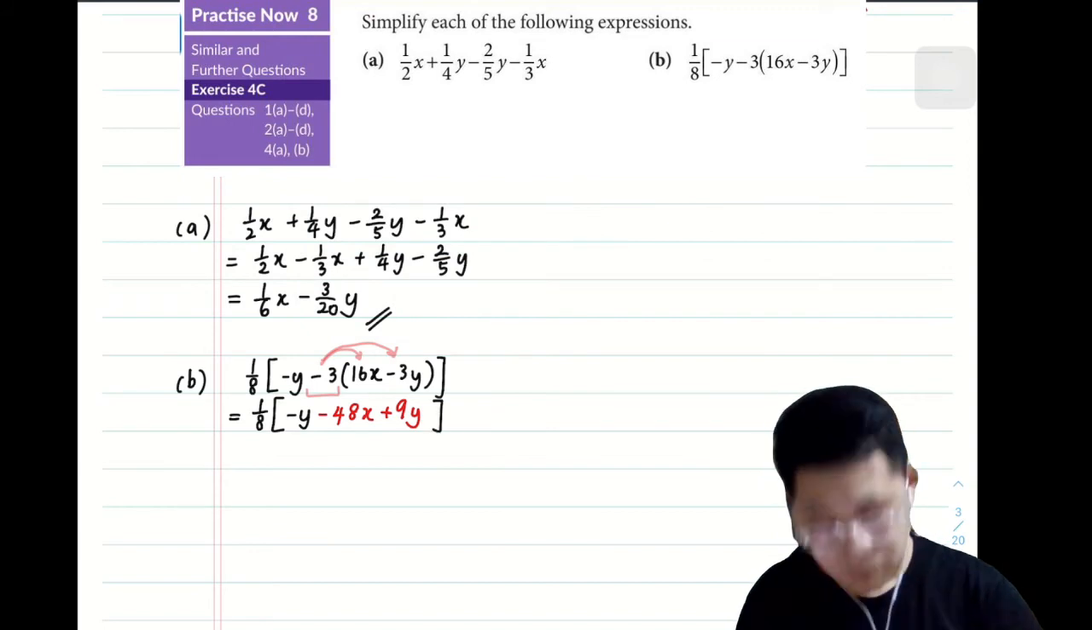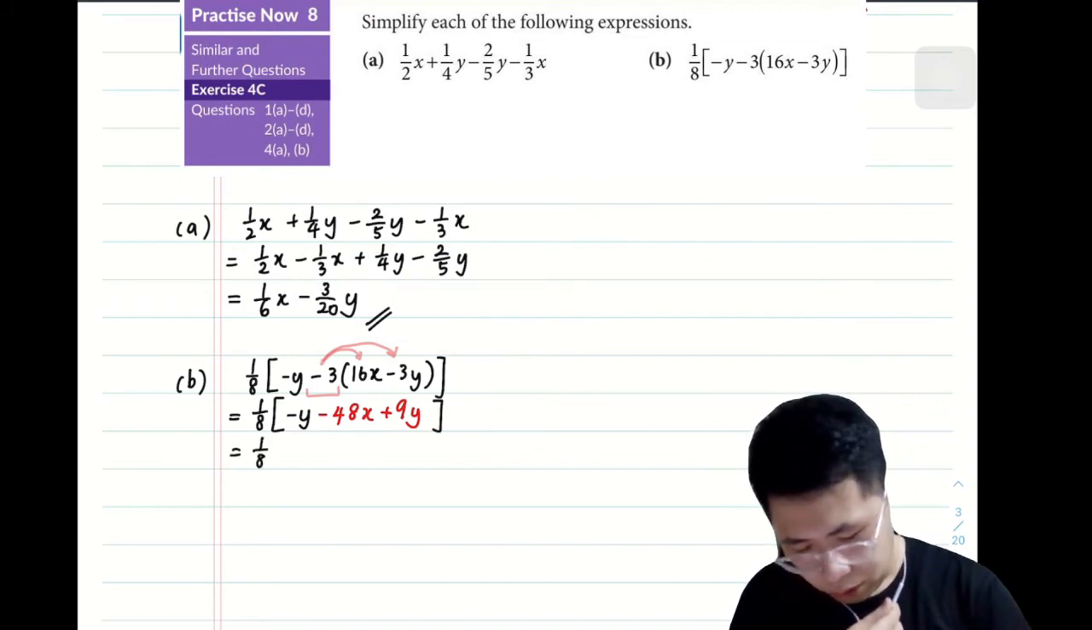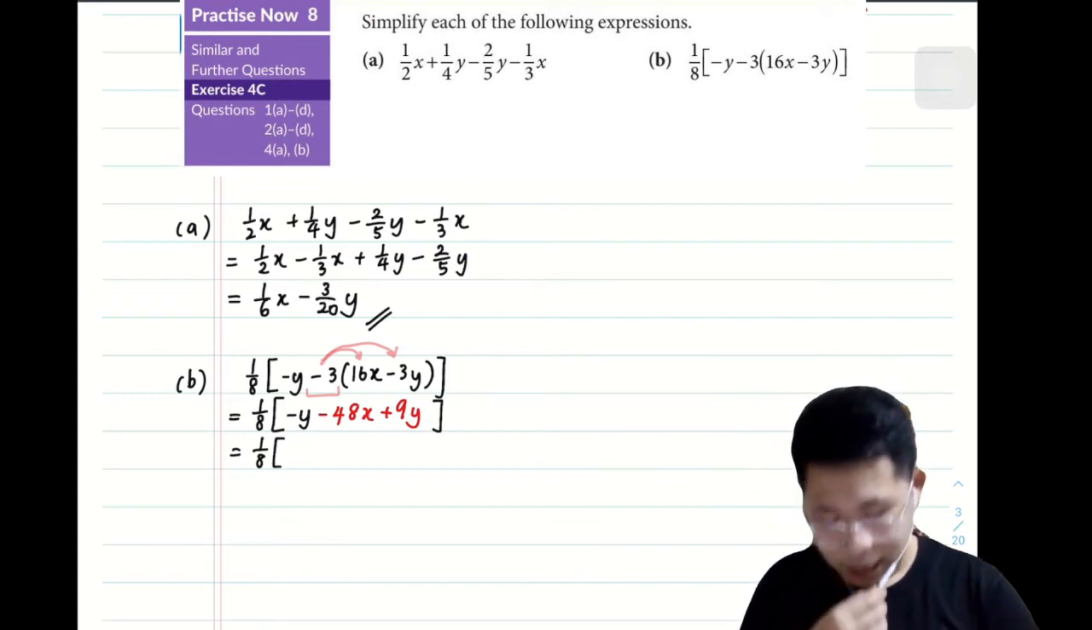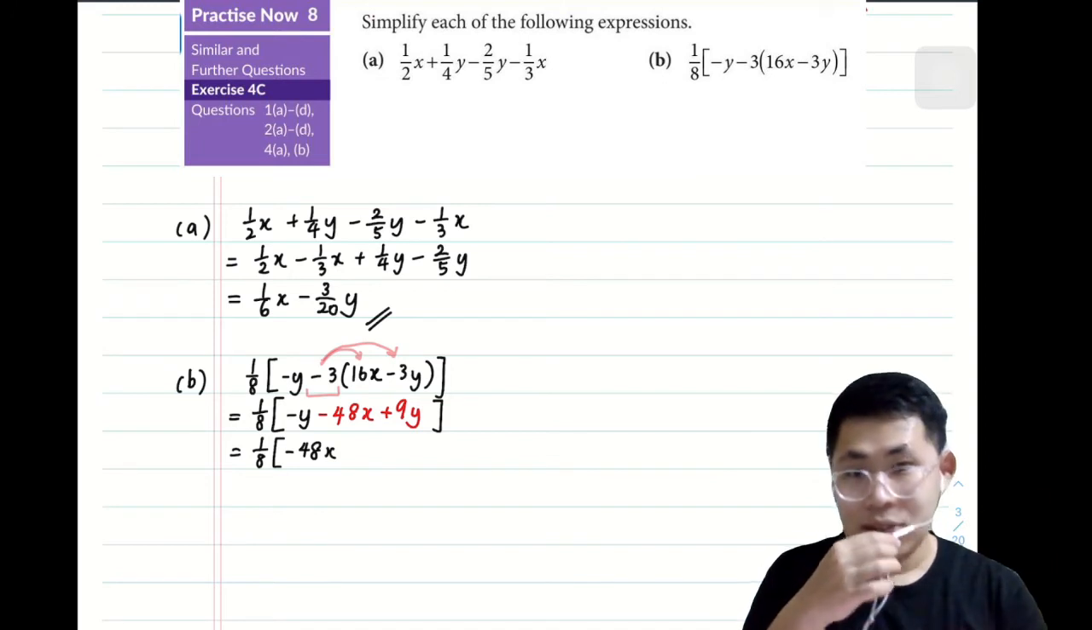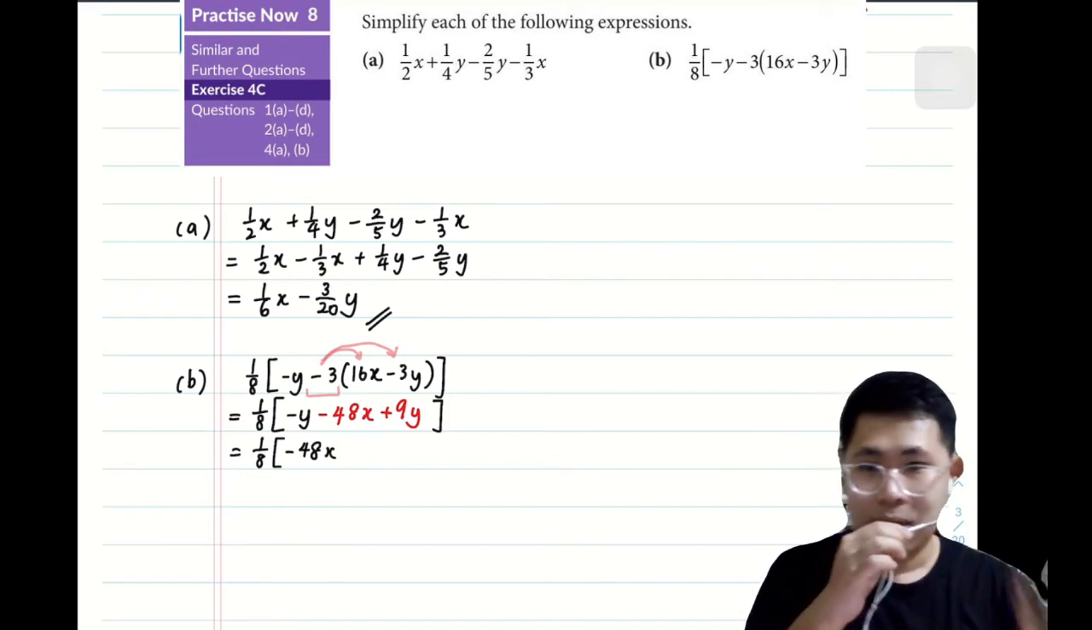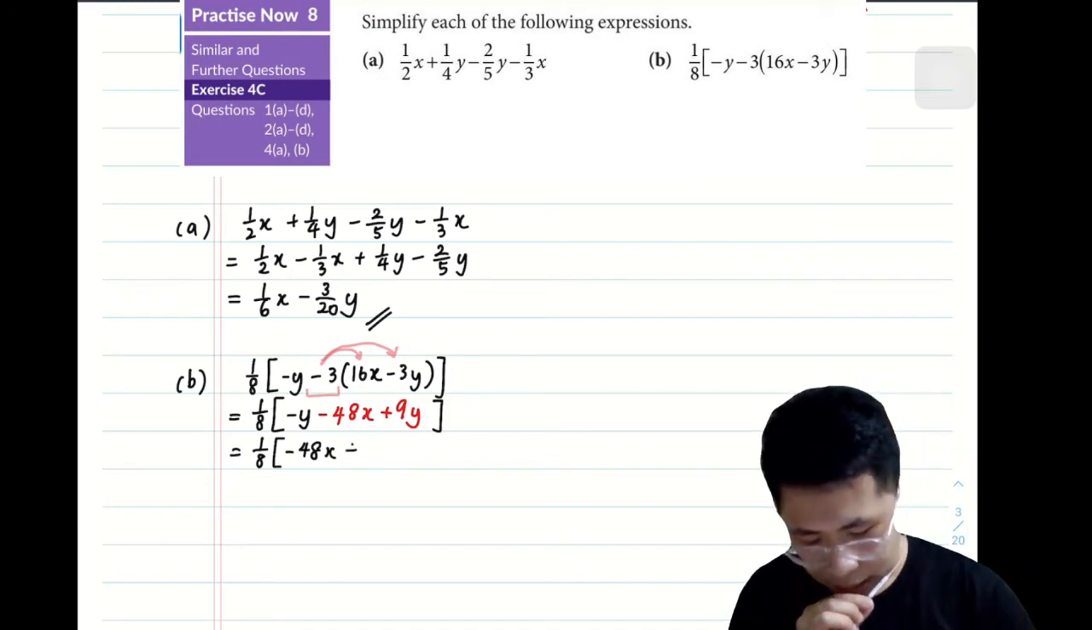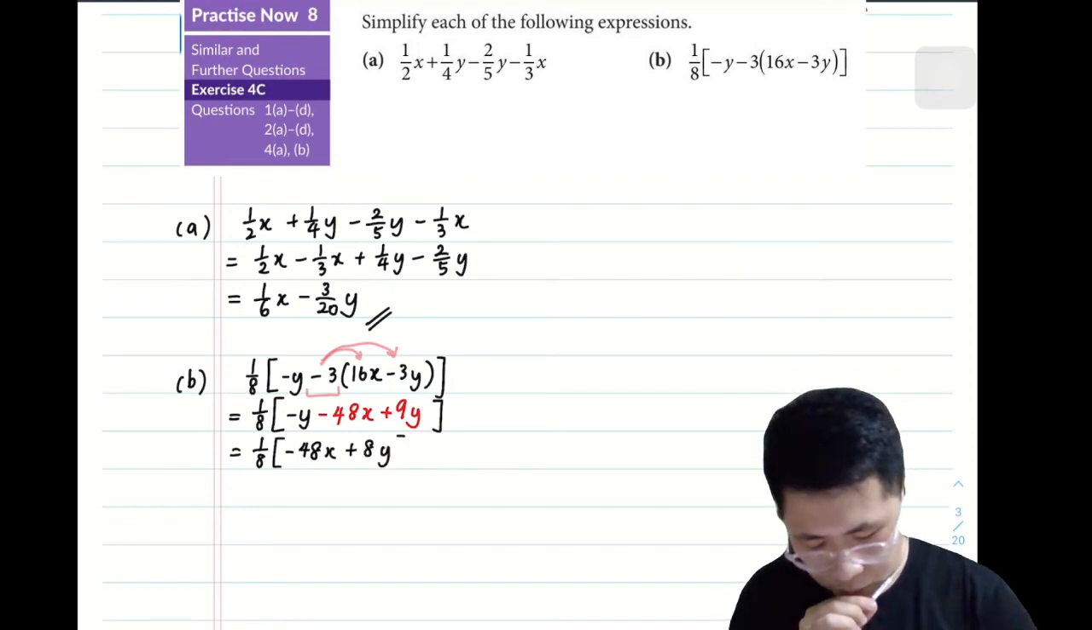Alright, so let us simplify first. For 1/8, how many x's do I have? I have negative 48 x's. How many y's do I have? I have negative y plus 9y, so I have plus 8y over there.